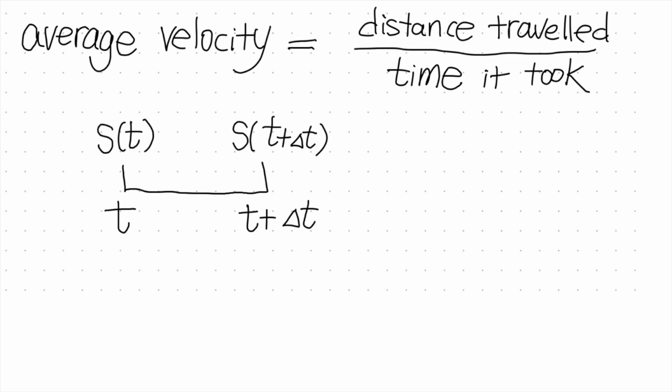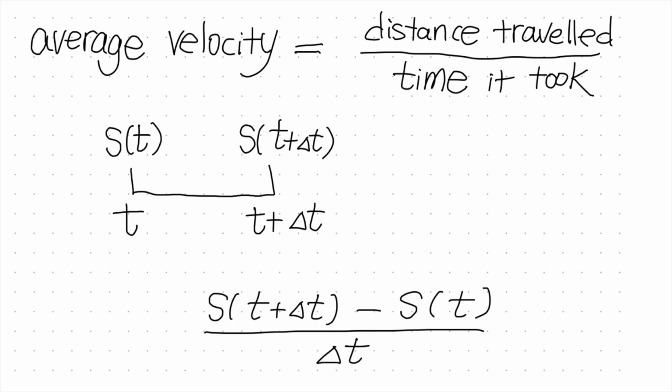The distance the car has traveled at time t is given by s of t, and the distance the car has traveled at t plus delta t is given by s of t plus delta t. So the time the car has traveled is delta t. The distance the car has traveled is s of t plus delta t minus s of t.